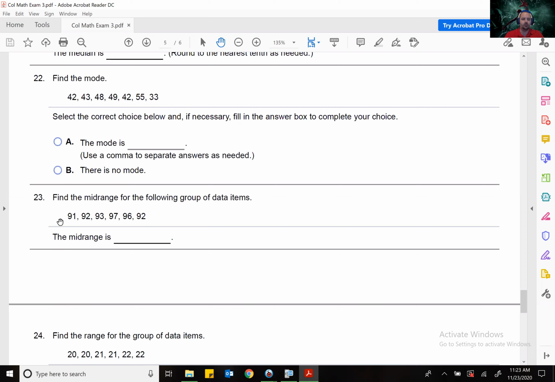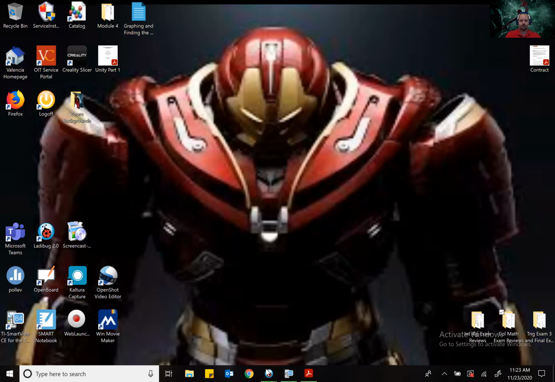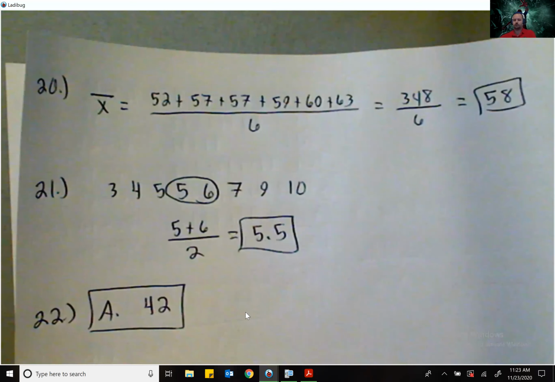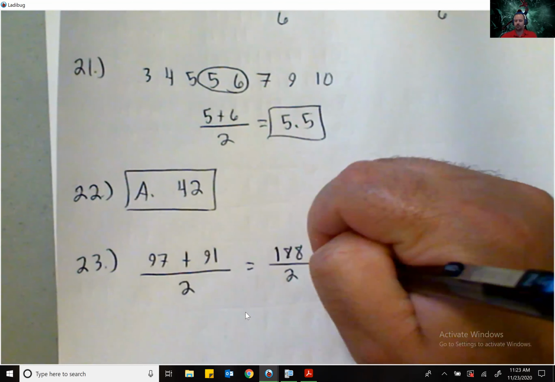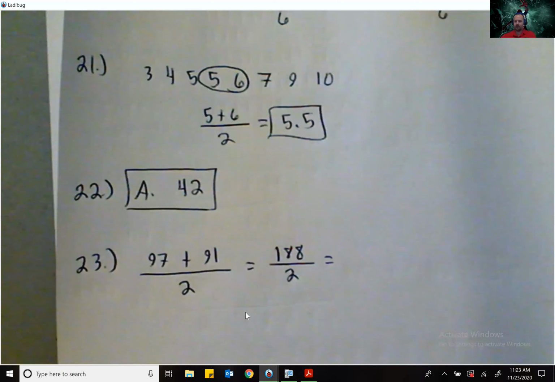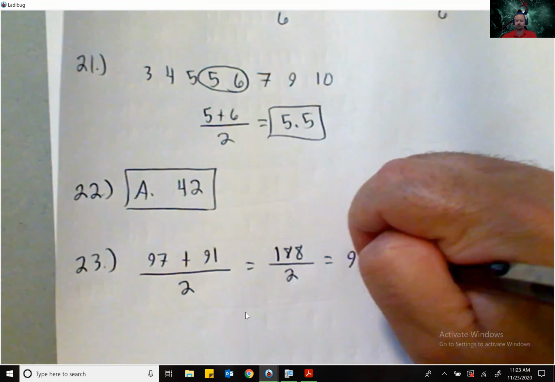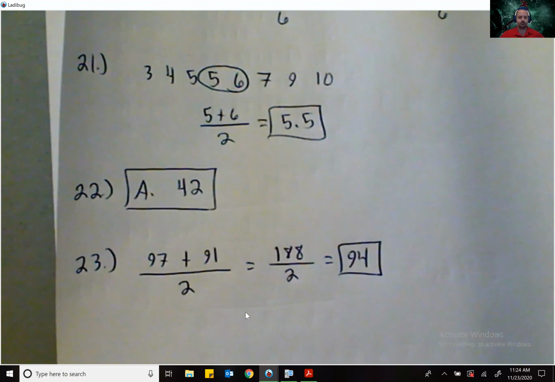So when you look in here, our largest data entry is 97. We're going to add that with our smallest, which is 91. And we're going to take that answer and divide it by 2. That's how you find your mid-range. So 97 plus 91 is 188 divided by 2, which will give us 94. And there's our mid-range. Okay.